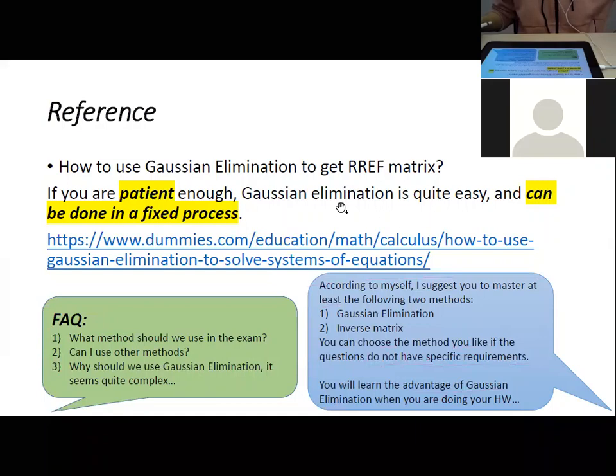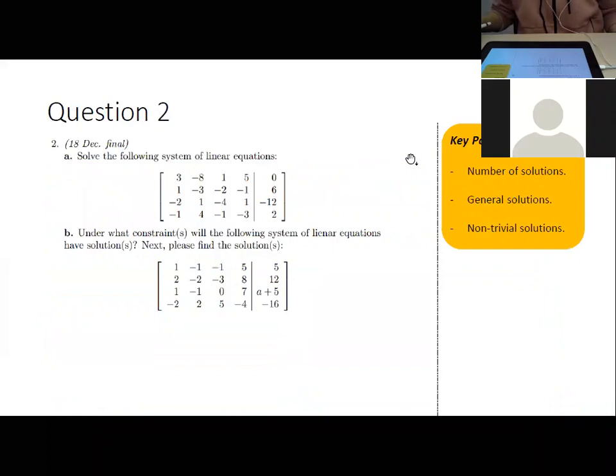If you have questions that I have not talked about, please contact me after the tutorials, since time is limited today. For question 2, we have 3 key points as well. The first is the number of solutions, and there are 3 cases. We will talk about it later. And then there are general solutions. For general solutions, you should know how to find the free variables and leading variables, and how to write down the general solutions. Then there is the non-trivial solution. This is a new concept to you, and I think you should bear it in mind because you will meet it during exams or when you are doing your homework.